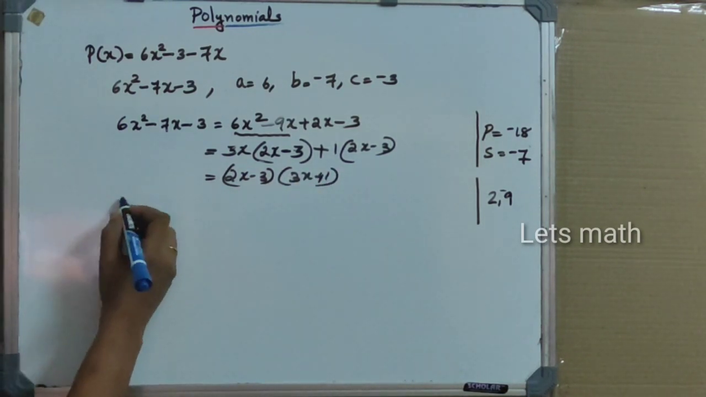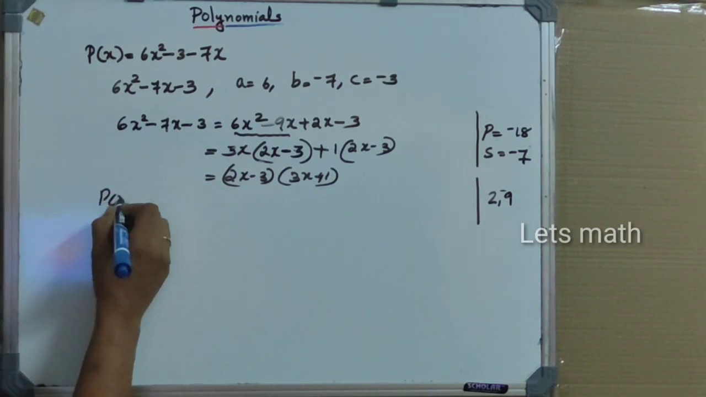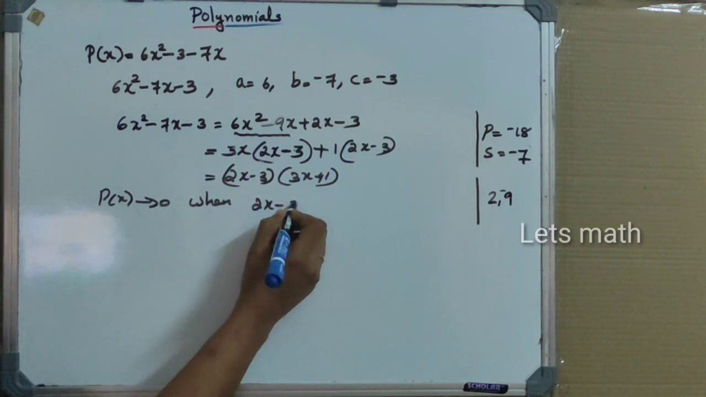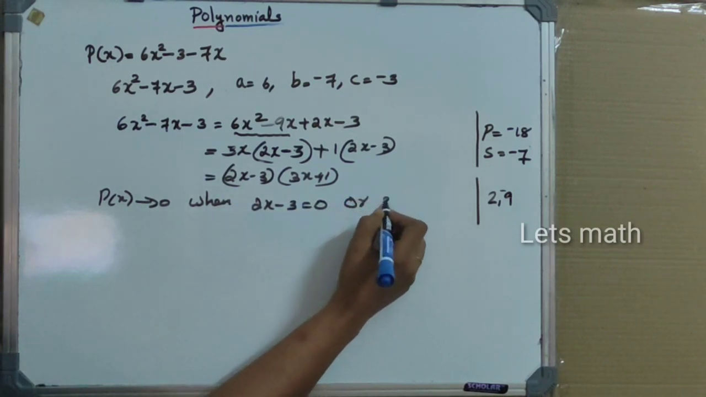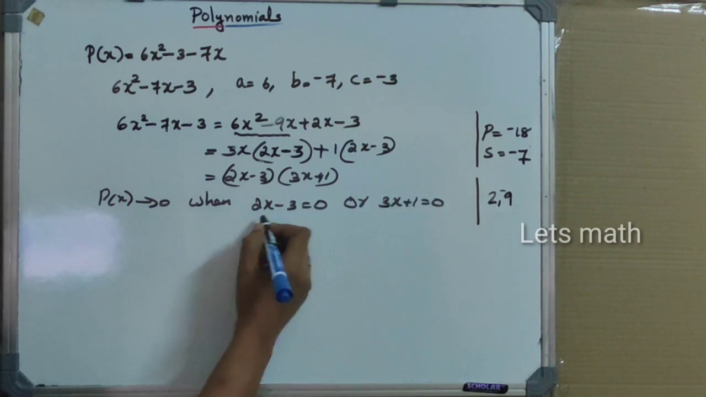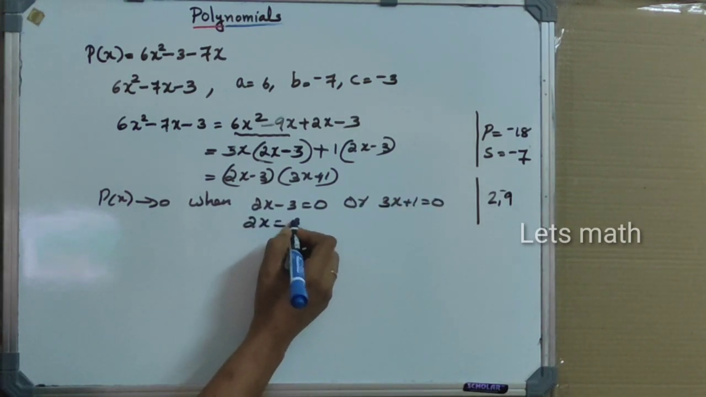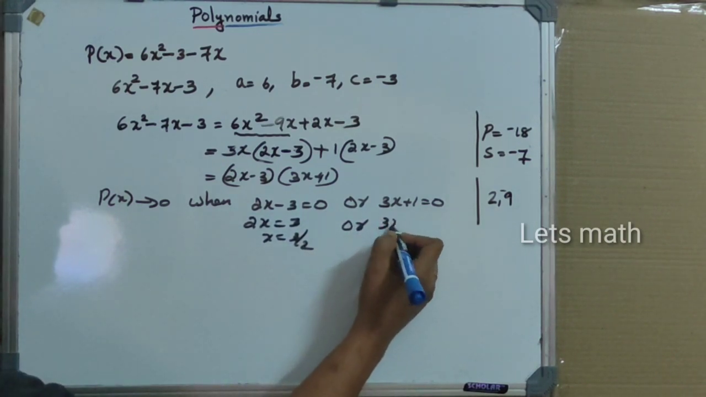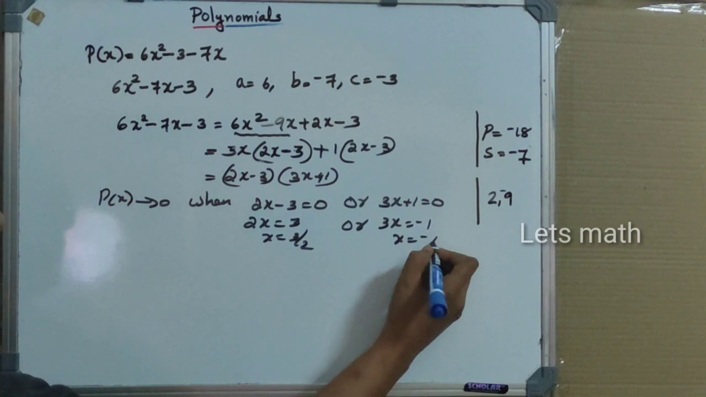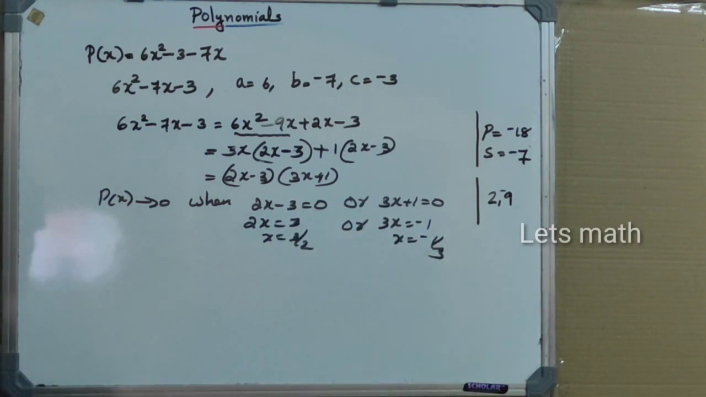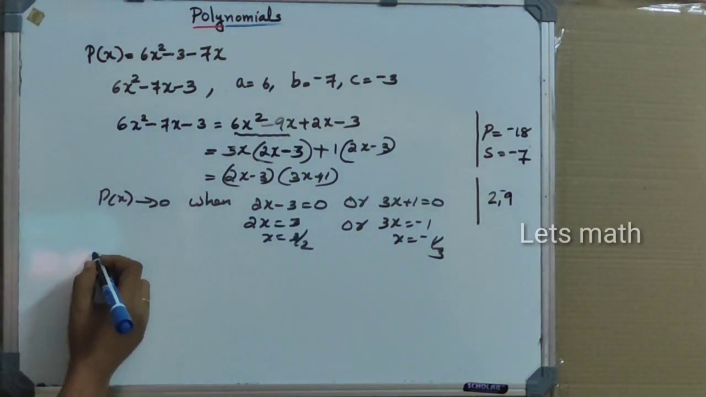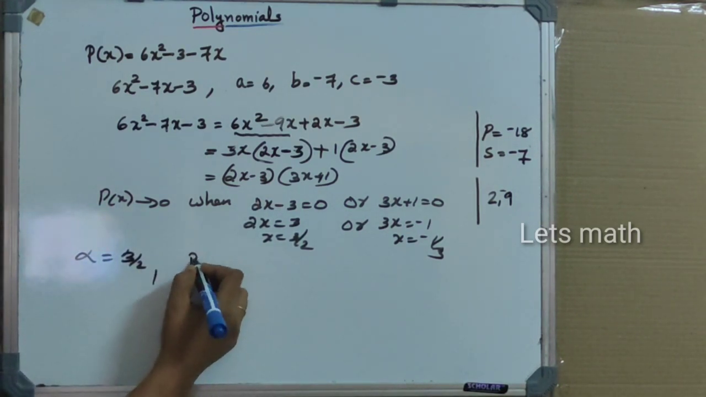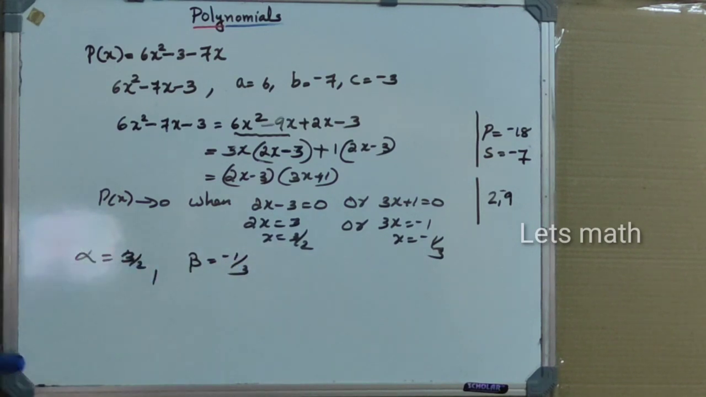Now for getting the zeros, the polynomial is equal to 0. P of x becomes 0 when 2x minus 3 equal to 0 or 3x plus 1 equal to 0. 2x is equal to 3, x equal to 3 by 2. Or 3x equal to negative 1, x is equal to negative 1 by 3. So we get 2 zeros. Again, let alpha equal to 3 by 2 and beta equal to minus 1 by 3.